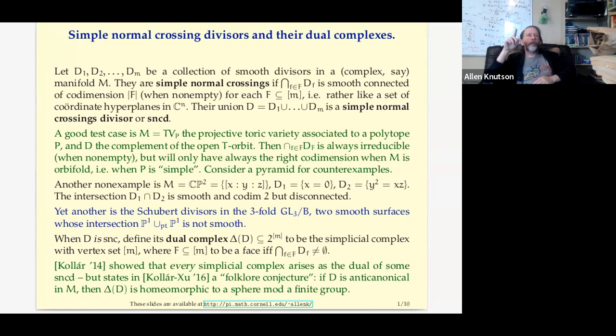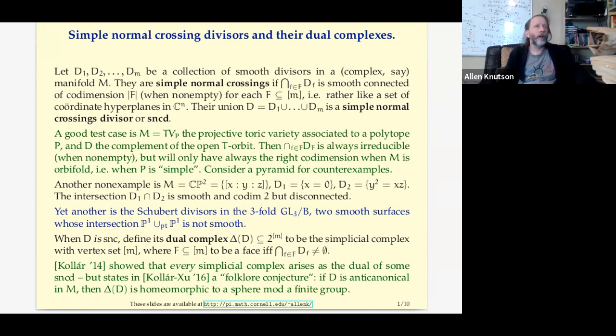But in what I'm going to say today, I'll be giving you examples that arise in nature where the dual simplicial complex will in fact be homeomorphic to a sphere, no finite group necessary. So I'll be getting spheres on the nose homeomorphically in the examples that I have coming. So I've got a couple of yucky examples here of things that aren't SNCDs.